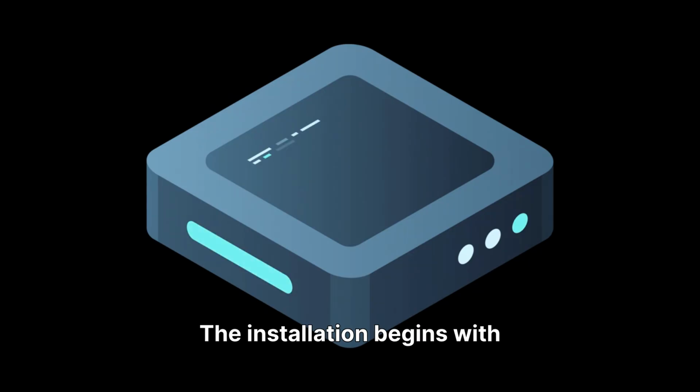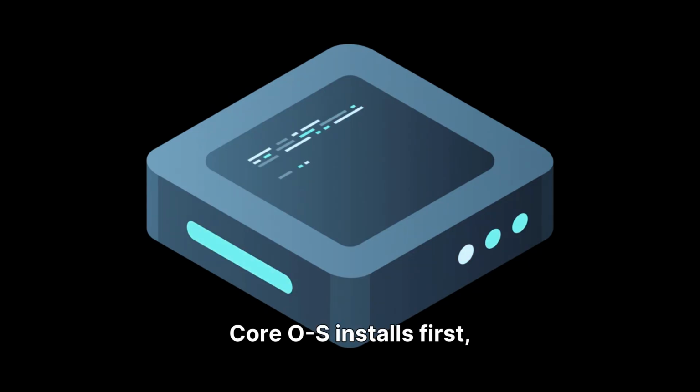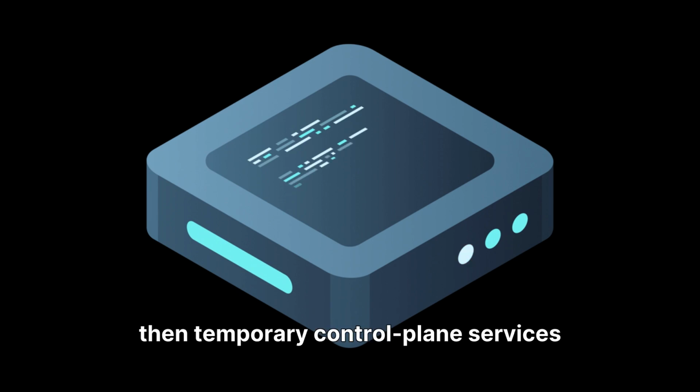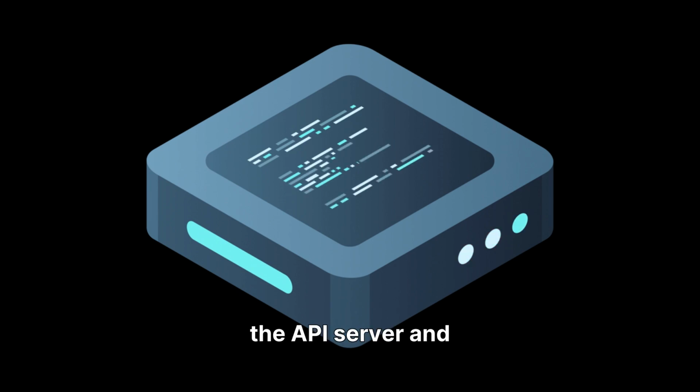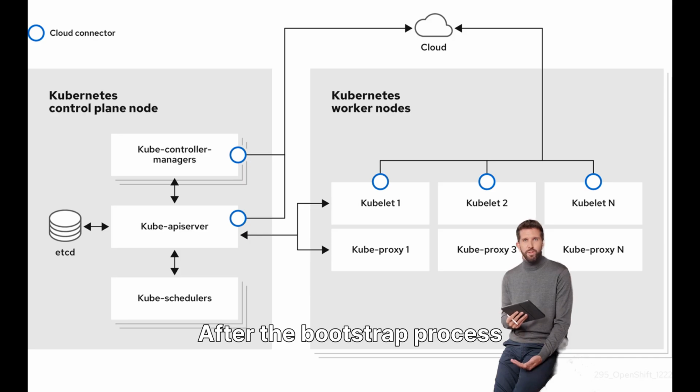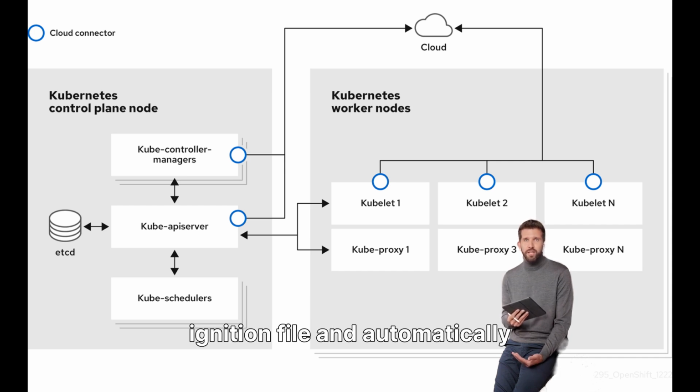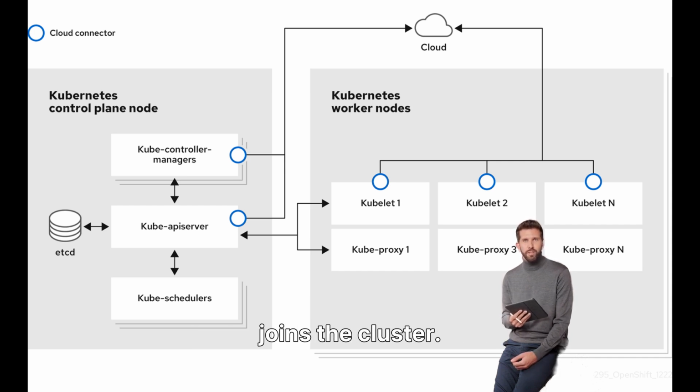The installation begins with the Bootstrap node. CoreOS installs first, then temporary control plane services start running, including the API server and etcd. After the Bootstrap process completes, install the master and worker nodes in the same way. Each node uses its ignition file and automatically joins the cluster.